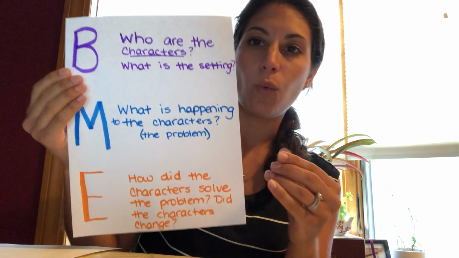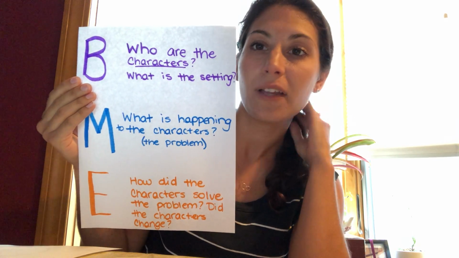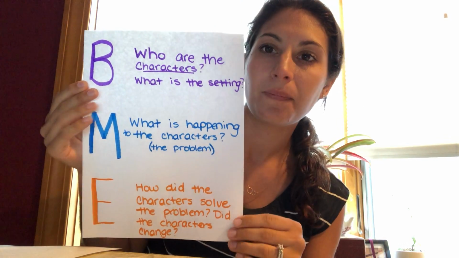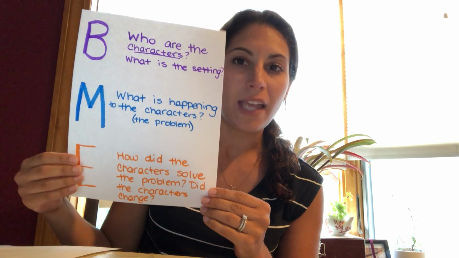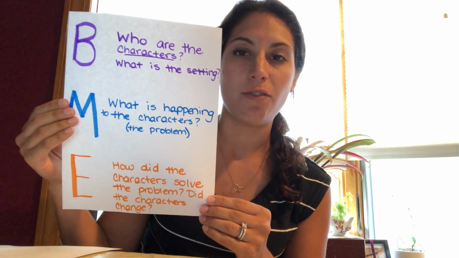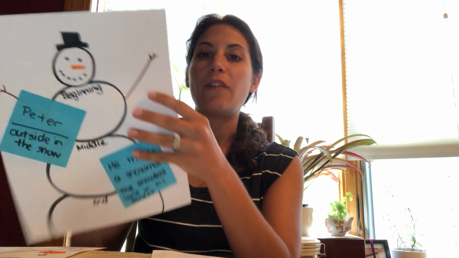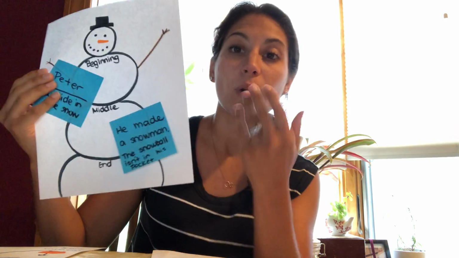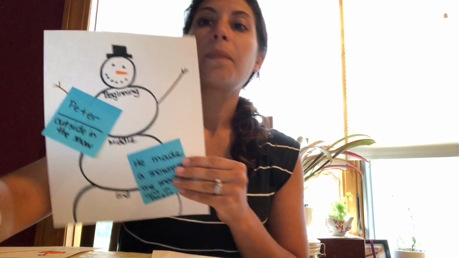exactly what we're looking for when we say beginning of the story. Who are the characters? What is the setting? In the middle, what is happening to the characters? And then the end, how did the characters solve the problem? So posting an anchor chart will remind students of what we're looking for, and then this graphic organizer will help them organize their thoughts, and we'll put post-its to identify the beginning, middle, and end as a class.